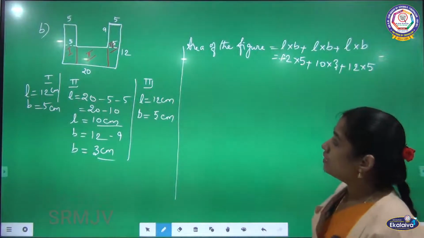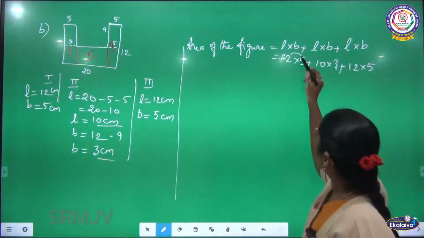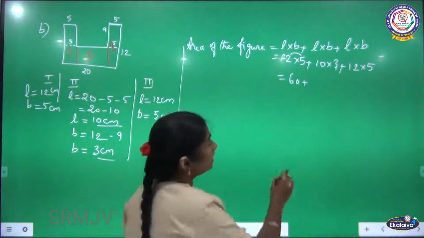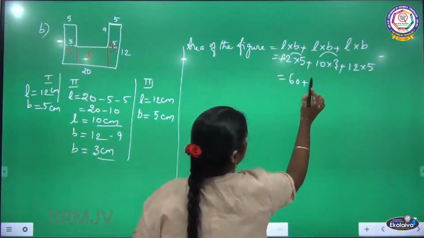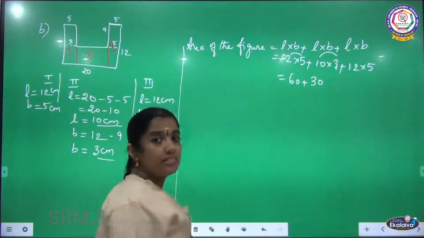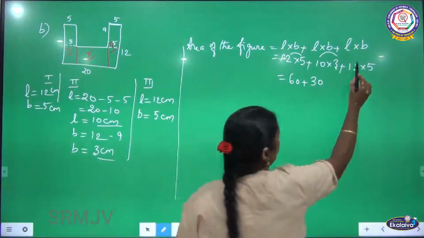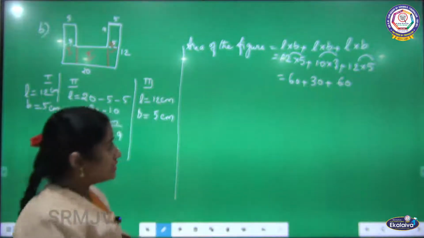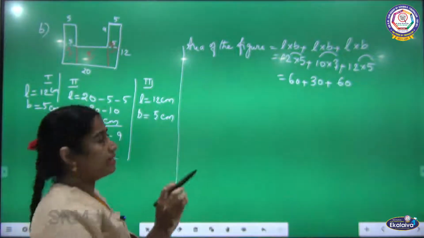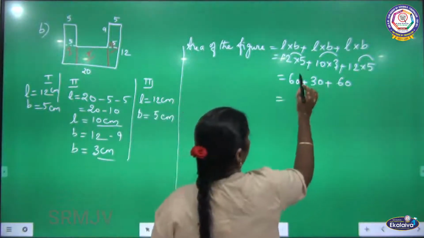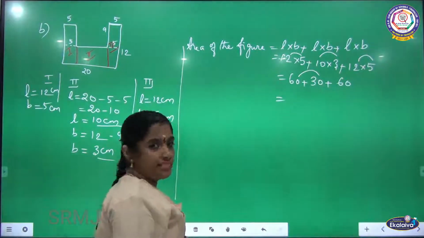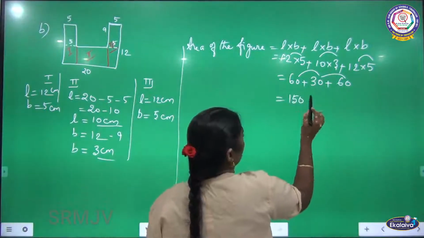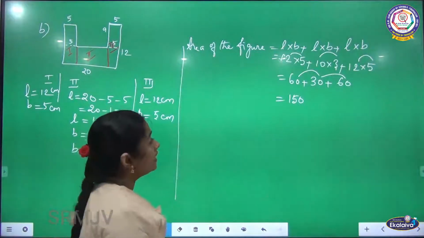So, what is that? 12 into 5. Got it? Now, listen children. 12 5s are 60 plus 10 3s are 30. Next what? 12 5s are 60. Got it? So, 60 plus 30 plus 60. What is that? When I am adding these two, I can get 90. 90 plus 60 is what? 150. Write the unit. Write the unit.